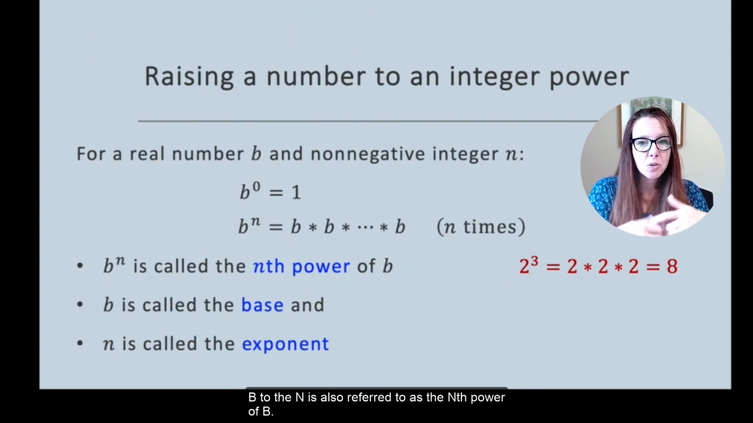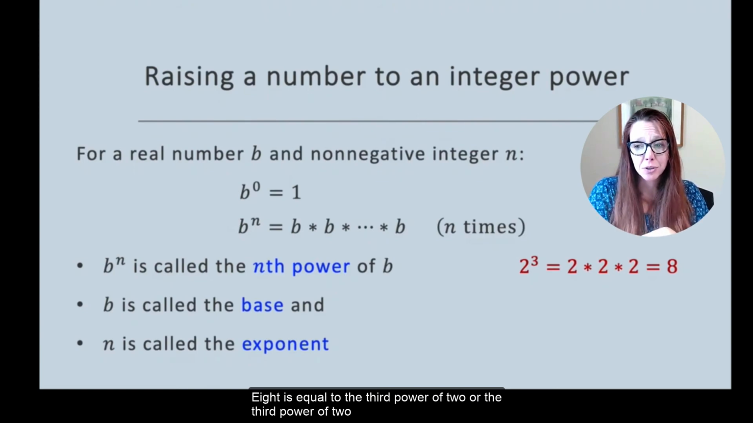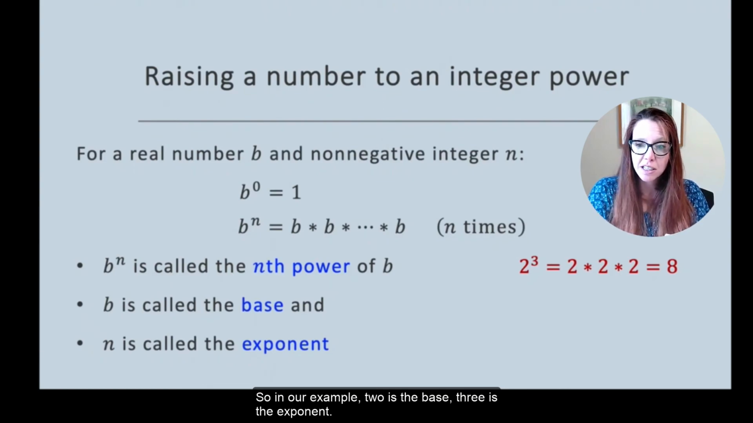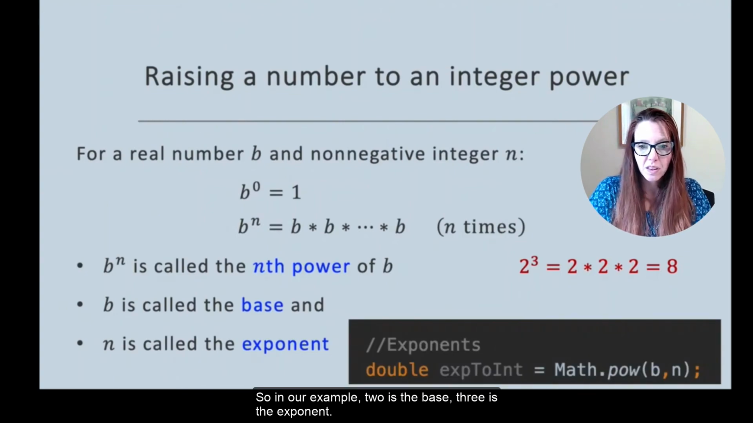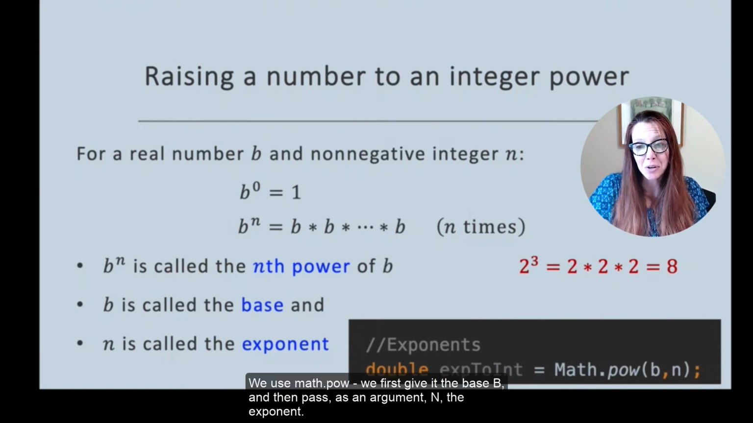b to the n is also referred to as the nth power of b. So in our example, 2 to the third, this is the third power of 2. 8 is equal to the third power of 2, or the third power of 2 is equal to 8. In this example, b is called the base, n is called the exponent. So in our example, 2 is the base, 3 is the exponent. Exponents can be done as well in Java, and for that, we use the math library once more and we use math.pow. And we first give it the base, b, and then we pass as an argument n, the exponent.